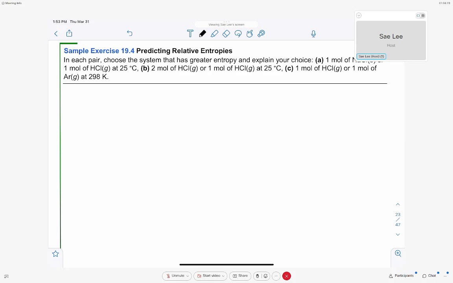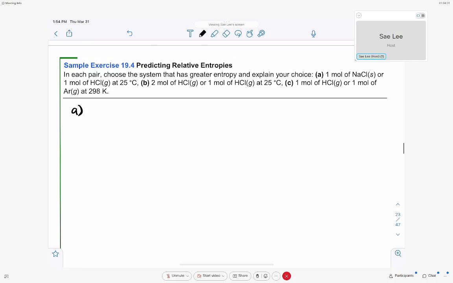Let's try another sample exercise. In each pair, choose the system that has greater entropy and explain your choice. Question A, you have 1 mole of sodium chloride solid versus 1 mole of hydrochloric gas. Of course, gas would have higher entropy, right? Why? Because of the difference in the states. Gas states have higher microstates, higher entropy.